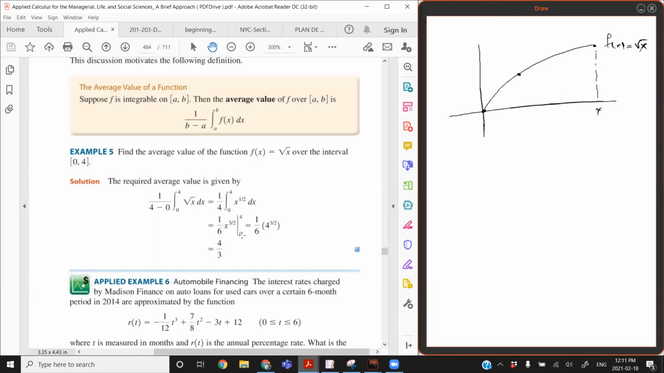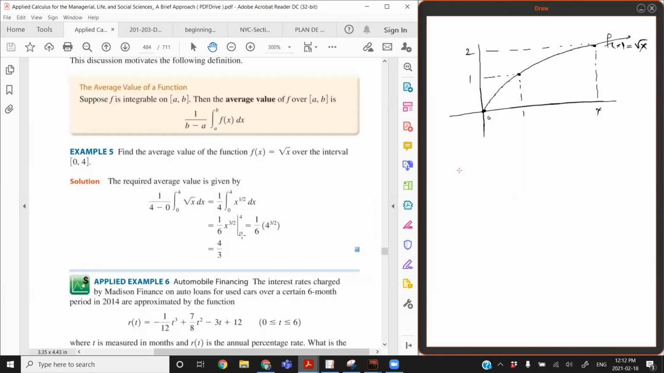So if this is 4, then the point here is going to be 2 because the root of 4 is 2. And if this is 1, the y value is going to be 1. It also passes through the origin. So f of x is a function like that. Of course, it continues like this forever and it increases to infinity. Now you can see that this function assumes different values depending on what x is. The question is, what is the average value of this function from 0 to 4?